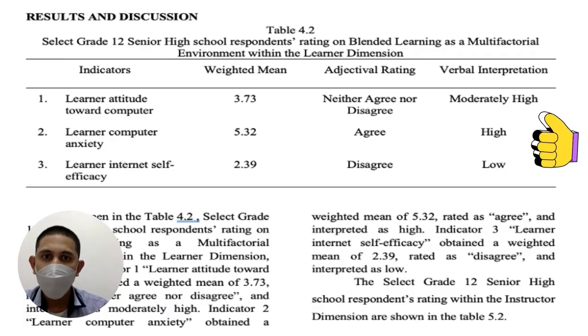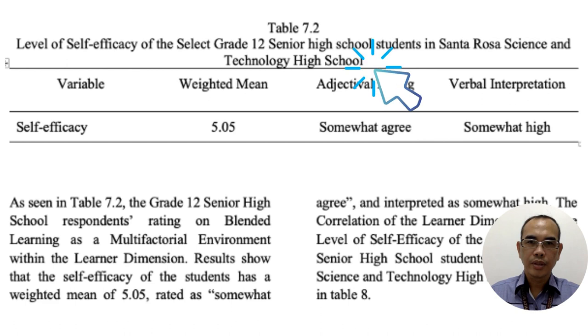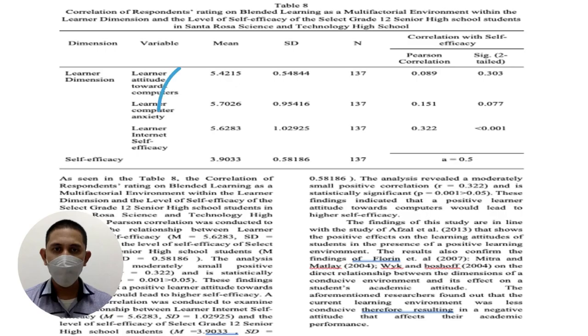Results and discussion. Table 4.2, select grade 12 senior high school respondents' rating on blended learning as multifactorial environment within the learner dimension. Table 6.2, select grade 12 senior high school respondents' rating on blended learning as multifactorial environment within the technology dimension. Table 7.2, level of self-efficacy of the select grade 12 senior high school students in Santa Rosa Science and Technology High School.